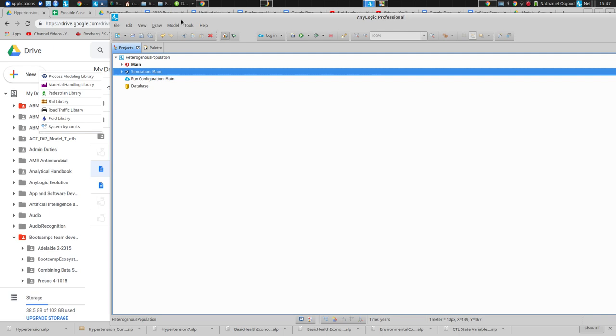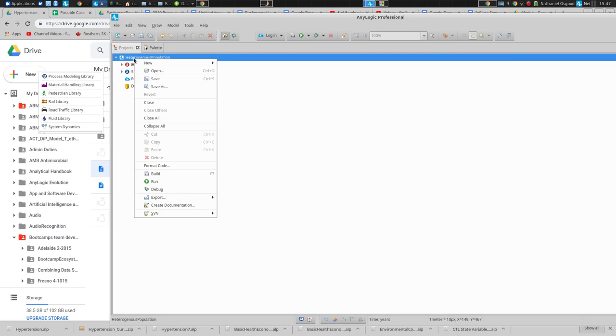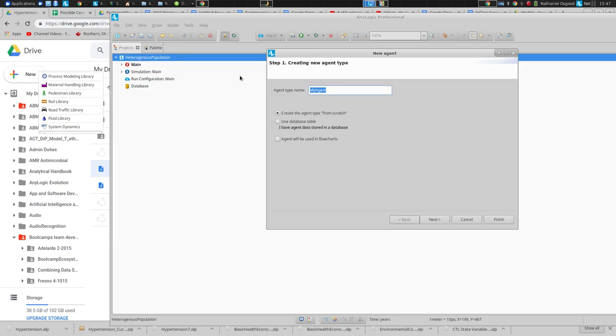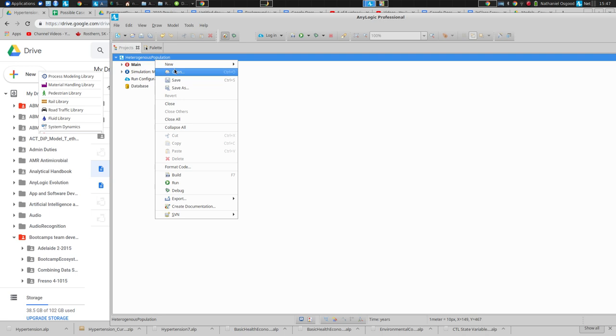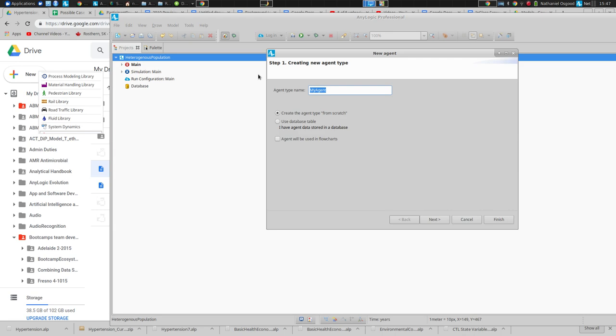We will use that then to explore some of these features. So we're going to add a class to this model. We do new, and we do agent type. It looks like a Da Vinci Vitruvian Man. It says agent type. I'm going to call it Person with a capital P. We generally use capital letters to indicate this. I will go and say finish.